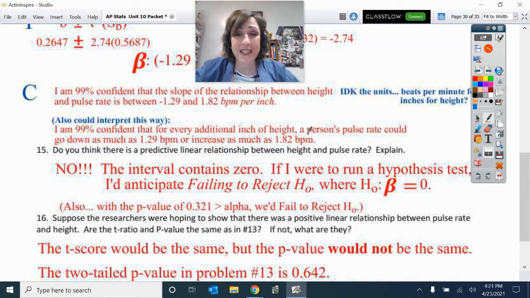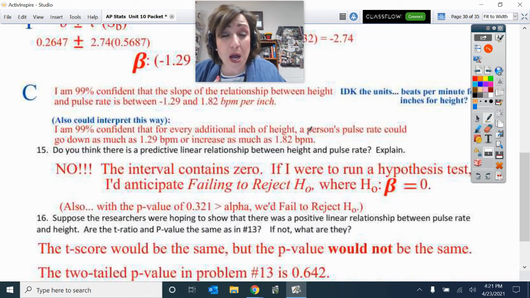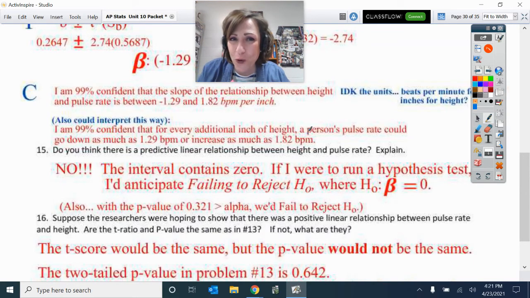That's important. What's happening? I'm saying, hey, based on their height, you could have a lower pulse rate, or you could have a higher pulse rate. So therefore, that leads us to this next question, very appropriate. Do you think there is a predictive linear relationship between height and pulse rate? No way. That interval contains 0. If I were to run a hypothesis test, I'd anticipate failing to reject.